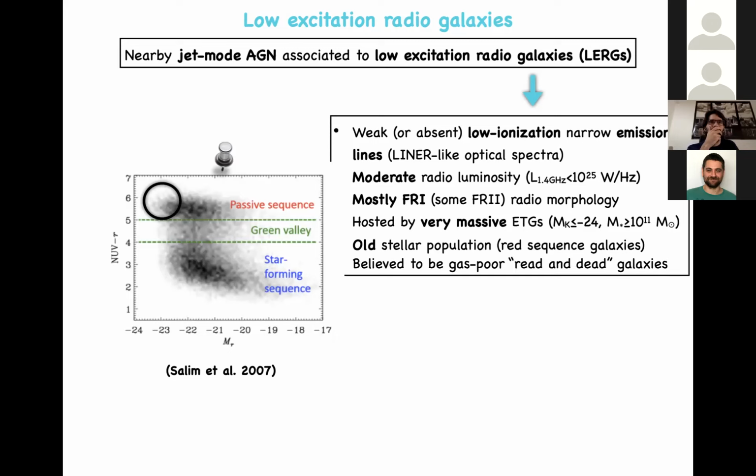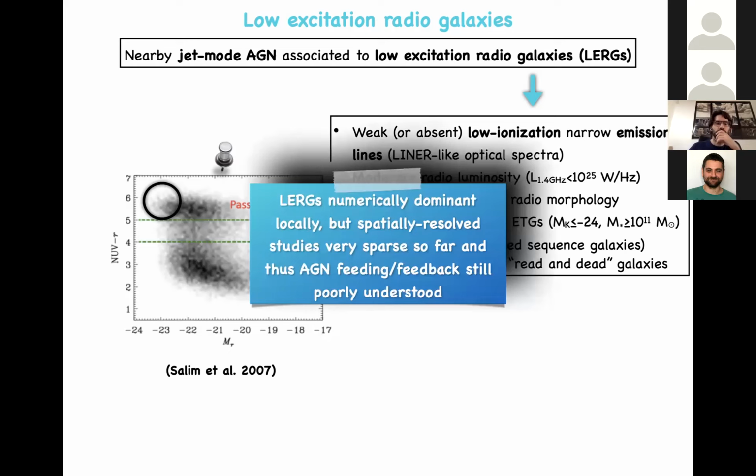For this reason, these objects have been believed for a long time to be essentially gas-poor, red and dead galaxies. So the question is, why do we care about LERGs? Mainly because they are numerically dominant in the local universe, but spatially resolved studies of these objects have been very sparse so far, and therefore the AGN feedback loop is still poorly understood.